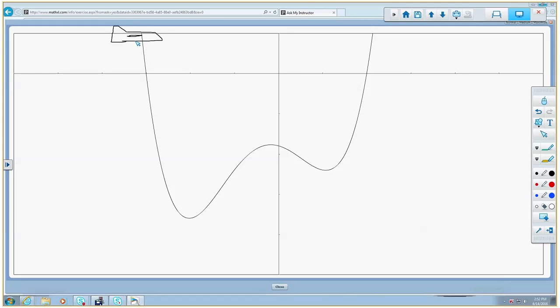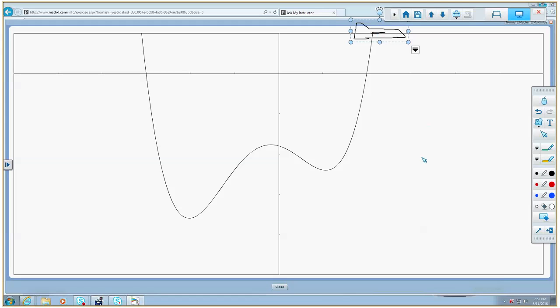Okay, so let's go through that again. As the plane is traveling through the air, when it gets to this point, it starts descending. Then increasing, then decreasing, then increasing. One more time: decreasing, increasing, decreasing, increasing. Now all you gotta do is mark the points.